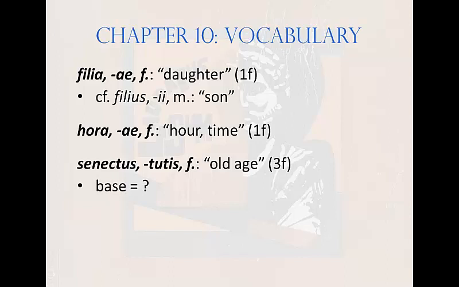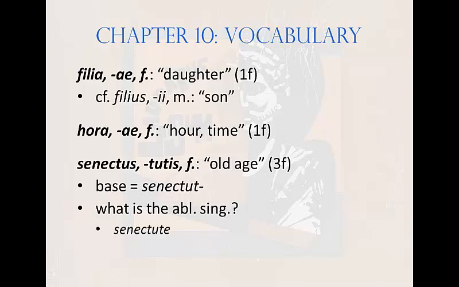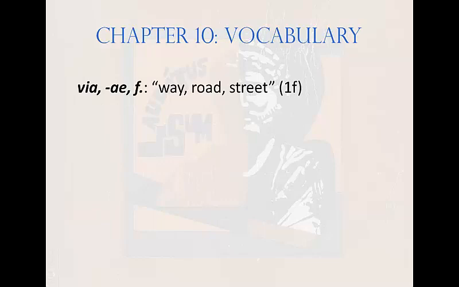What is the base of this word? That's right. To get the base of any third declension noun, you have to drop the is from the genitive singular, here resulting in senectut. What would be the ablative singular of this word? Excellent. Senectute. And finally, the last word in this vocabulary list is via, viae, feminine, meaning way, road, or street. It's a first declension feminine noun.